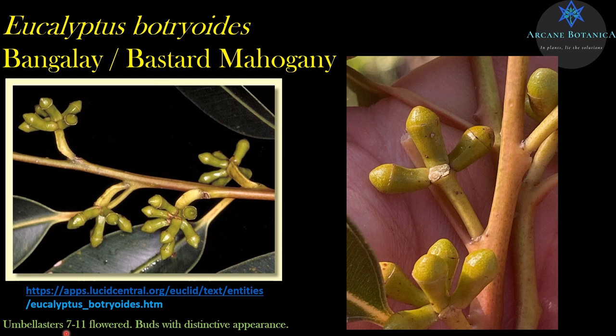Here's the buds. The umbels are 7 to 11 flowered. And I've just said buds with distinctive appearance. This is a Euclid photo that I've borrowed. It was showing it a bit better than the ones I got earlier. But just start with, there's a really short operculum. There's a much longer hypanthium. So they're very different to resinifera here. They've got a very short operculum, much longer hypanthium. And you can see them probably kicking on into the more, maybe just a bit variable over here.